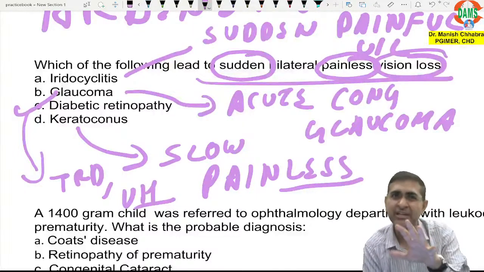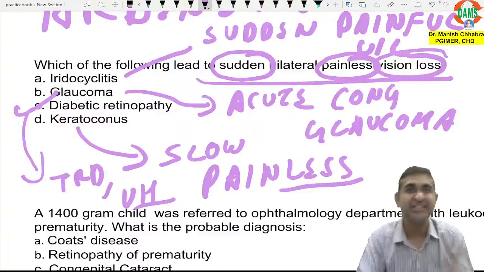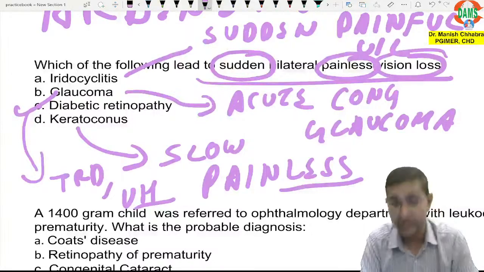So tractional retinal detachment may be overlapping. You can use it as per your convenience. It can be sudden, it can be slow, but yes, you can mark accordingly.